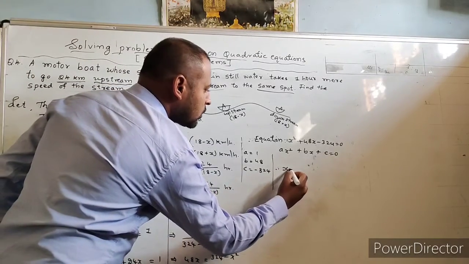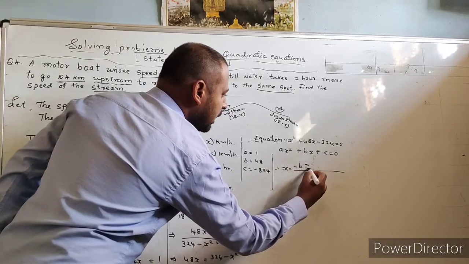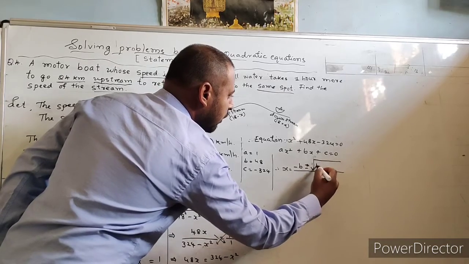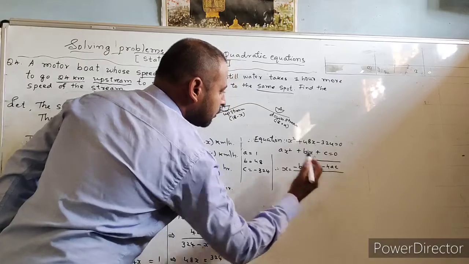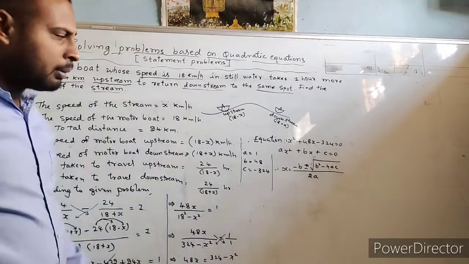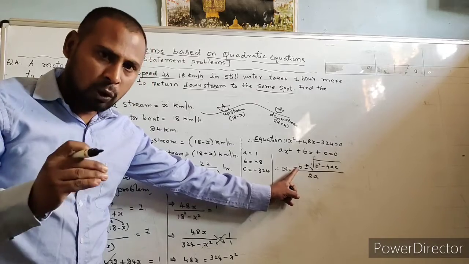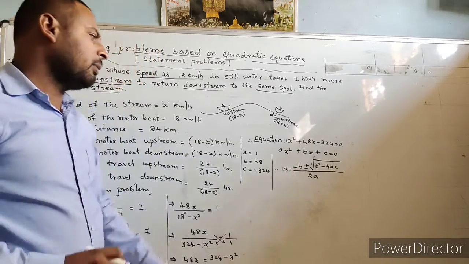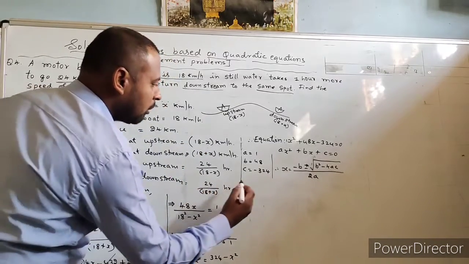Therefore x is equal to minus b plus or minus root b square minus 4ac divided by 2a. By the formula method, the required formula is x is equal to minus b plus or minus root b square minus 4ac divided by 2a. Now apply the values of a, b and c in the given formula.